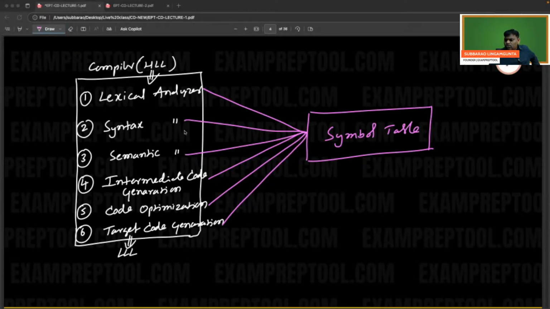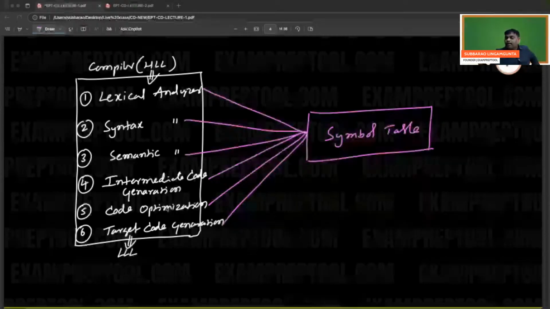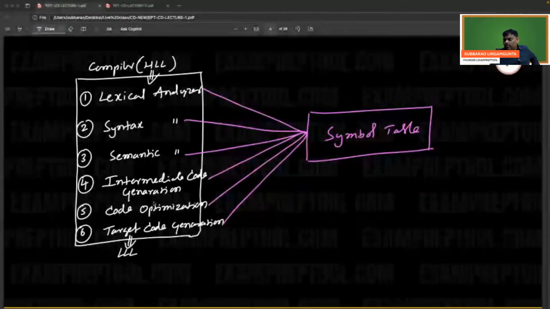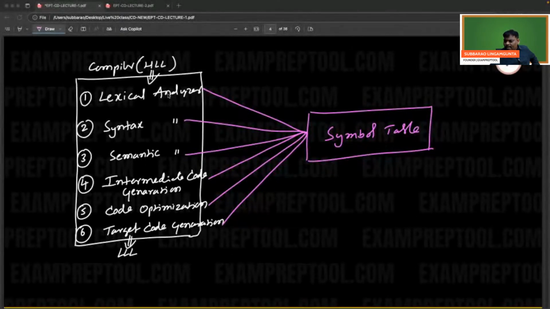While compilation is going on, 1 lakh lines of code is running. Compilation going on means 1 lakh lines of code is running. So at that time, if you want to store anything, you can store it in the symbol table. Some people are asking, sir, who will store? Can the lexical analyzer store? Of course. Syntax, yes. Semantic, yes. Everyone can store.